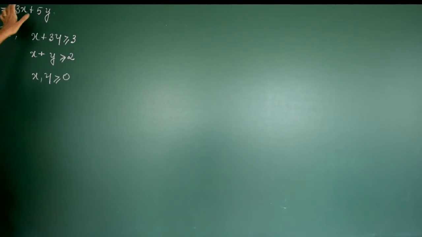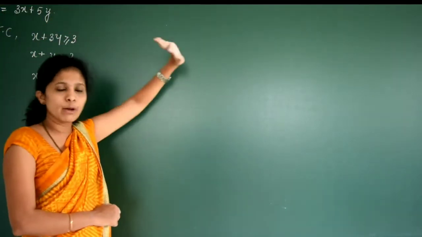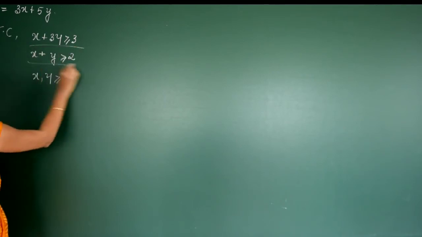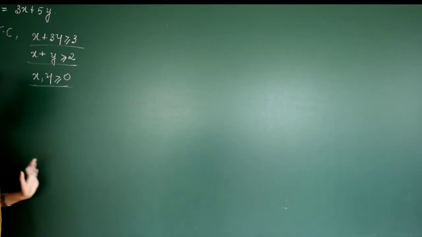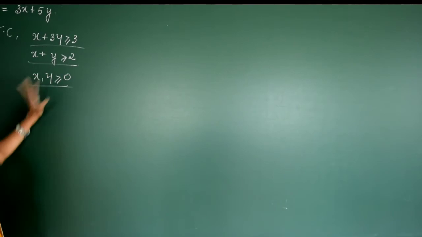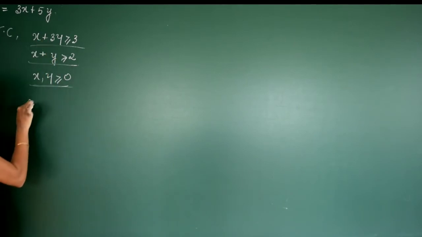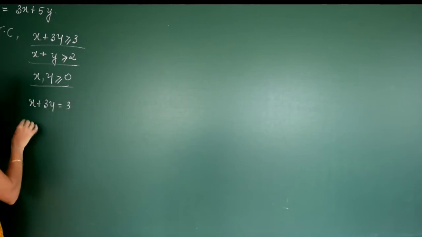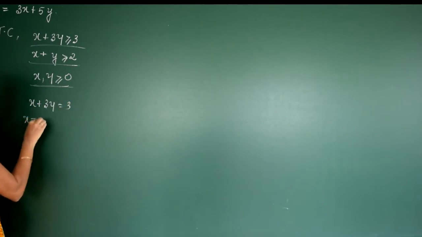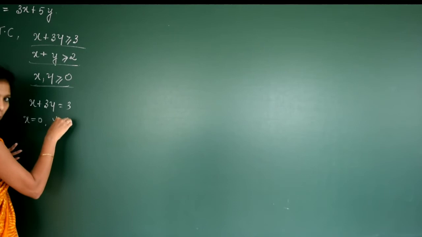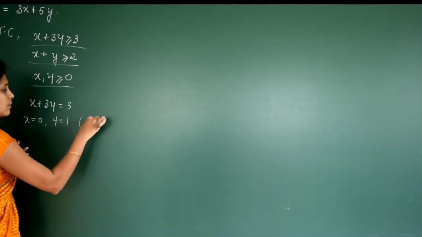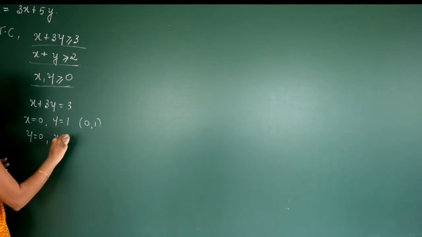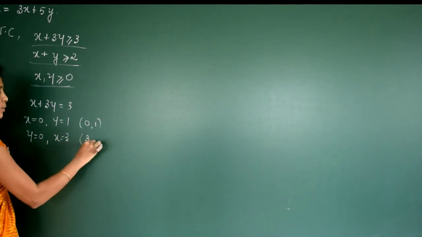You have to find the minimum value for z is equal to 3x plus 5y, where the value of x and y is greater than or equal to 0. So directly we can solve this. First equation: x plus 3y is equal to 3, right? When the value of x is equal to 0, the value of y will be 1. So the point is (0, 1). If y is equal to 0, then the value of x will be 3. So the point is (3, 0).